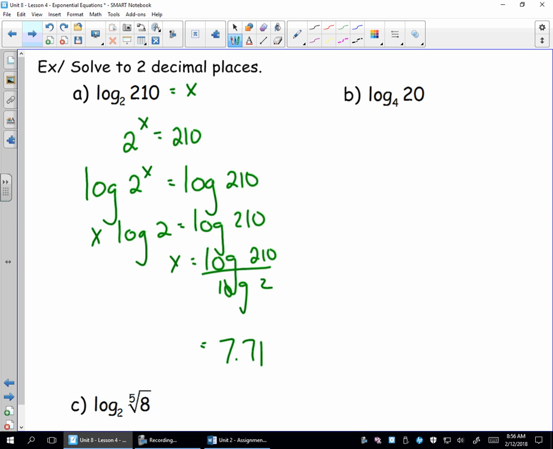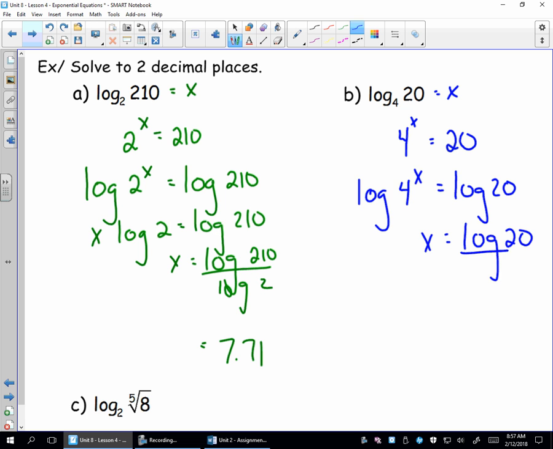Try B. Hopefully you guys can figure this one out now. Okay, 4 to the what makes 20? Well, I can't make it with 4 to the 2. 4 squared is 16. 4 cubed is 64. So it's somewhere between 2 and 3, but I can't figure it out. If I turn this into an exponential equation, however, we can do what we did a second ago, right? I'm going to cheat here. We know what's going to happen. It's going to be log 20 over log 4 into our calculator, common base. Hopefully you guys got 2.16, which should make sense between 2 and 3.